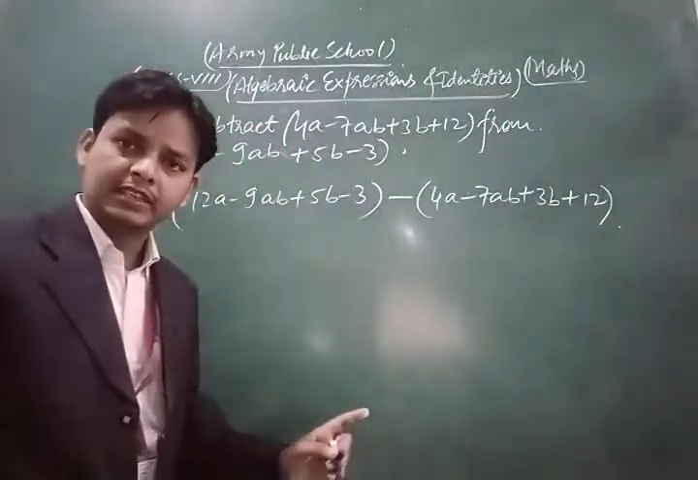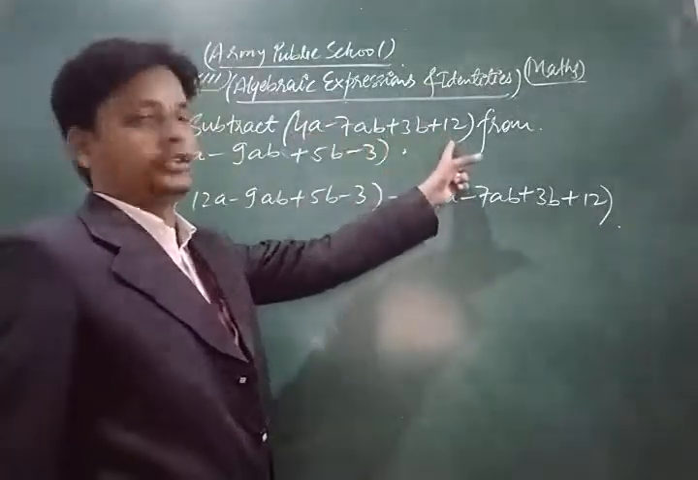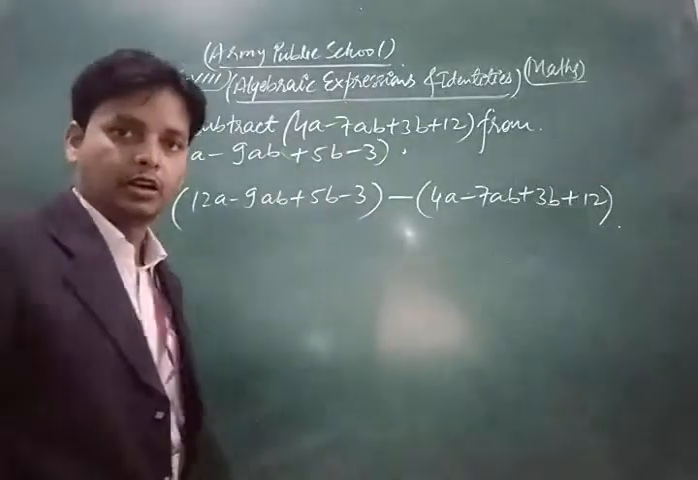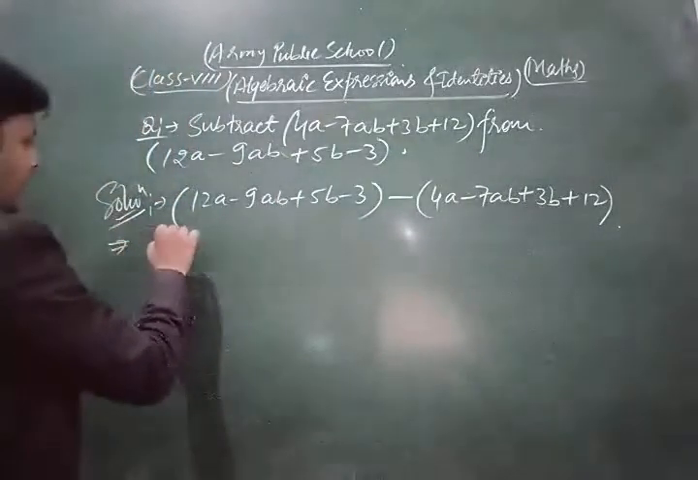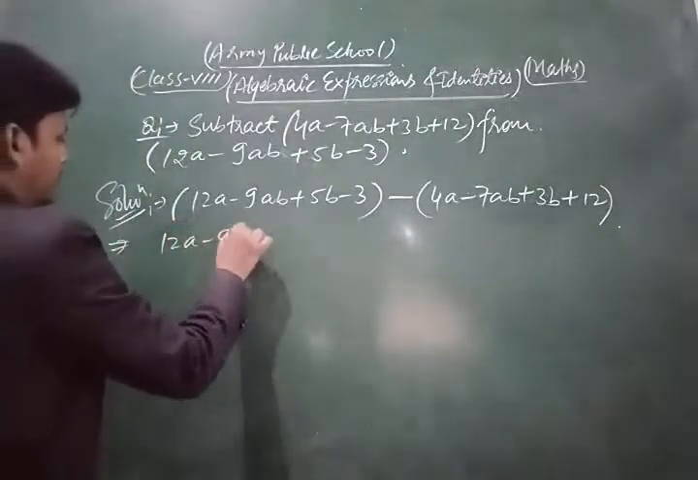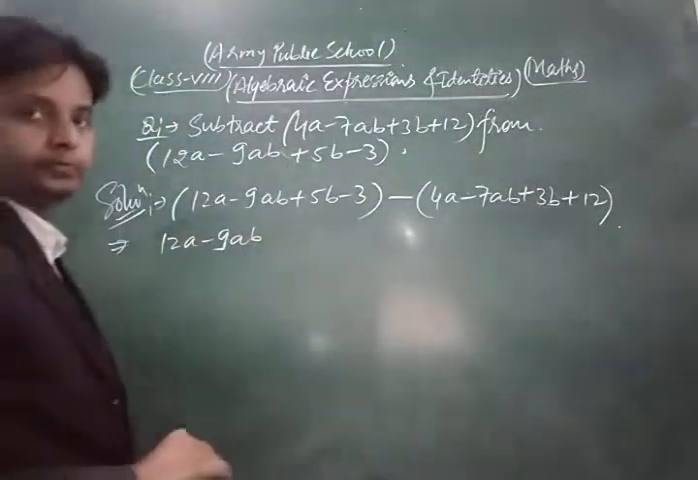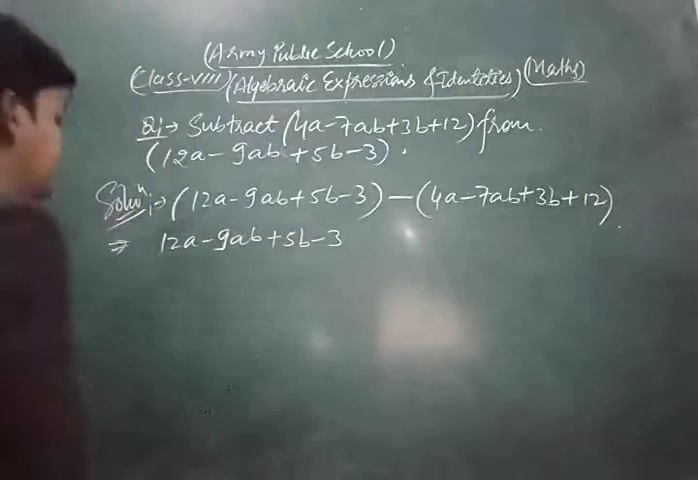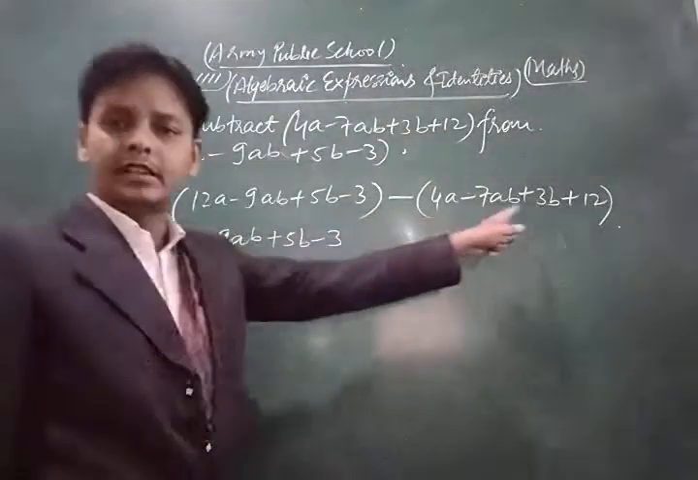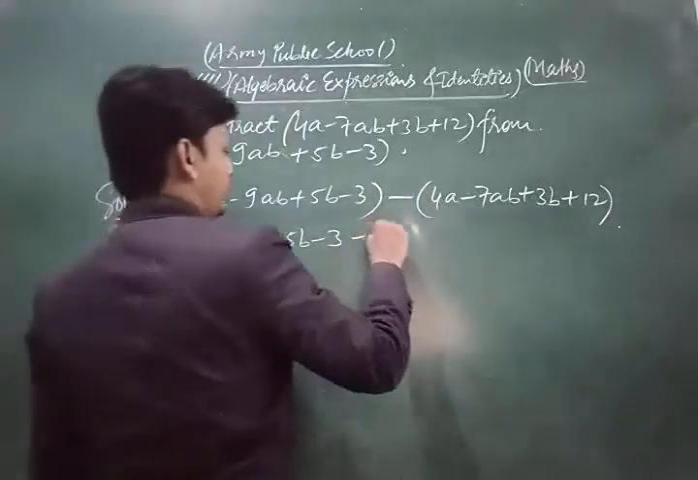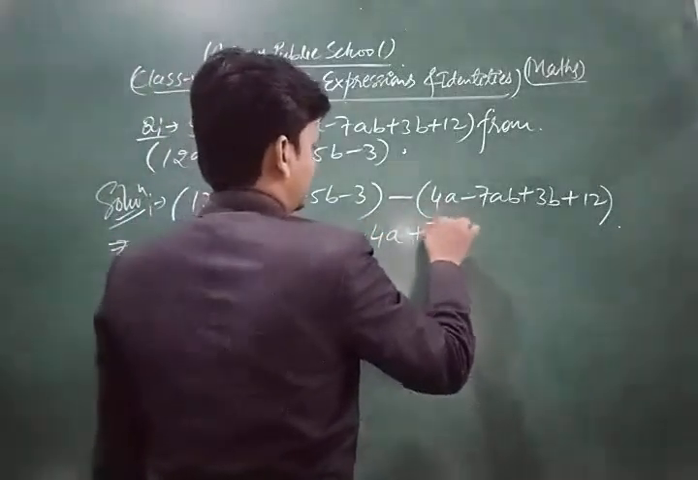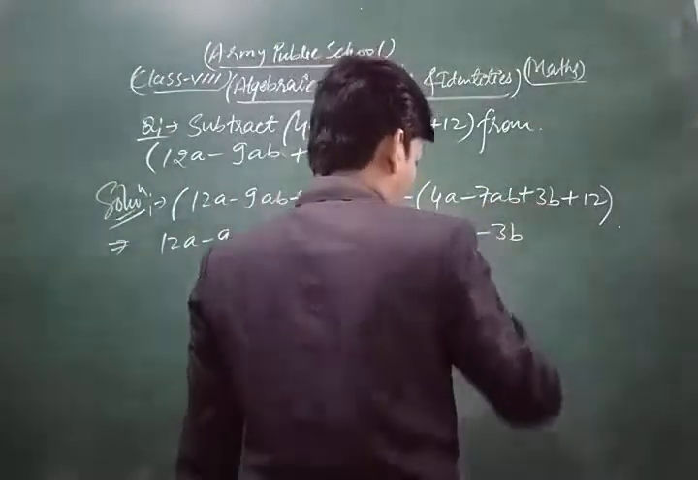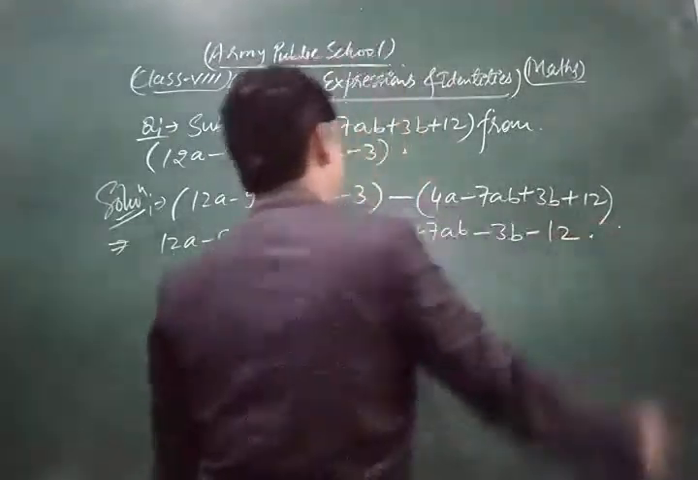Because we subtract this expression from this one, we write it this way. Now we break the brackets, so all the signs are changed. Look, this is minus 4a, minus minus is plus 7ab, minus plus is minus 3b, and minus plus is minus 12.